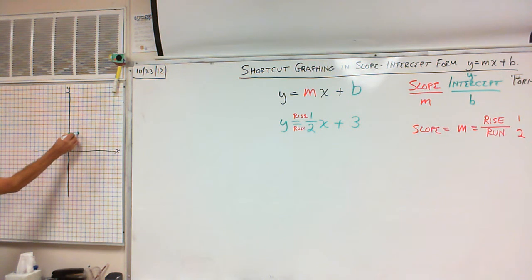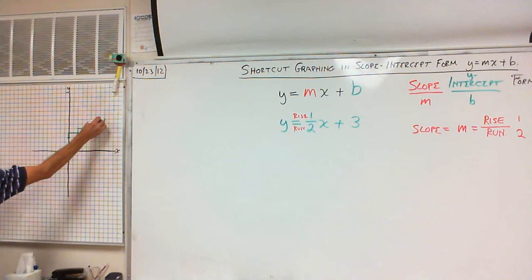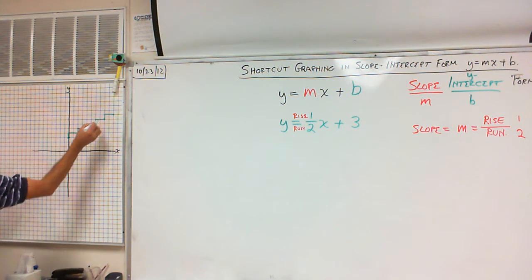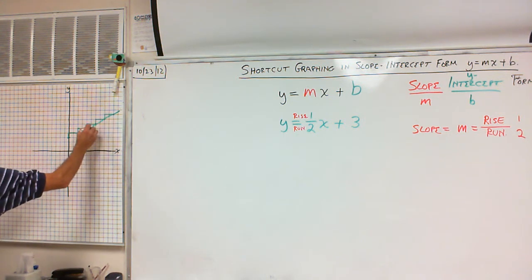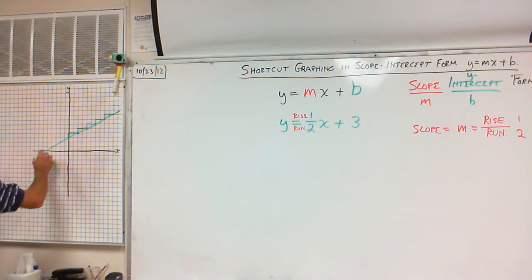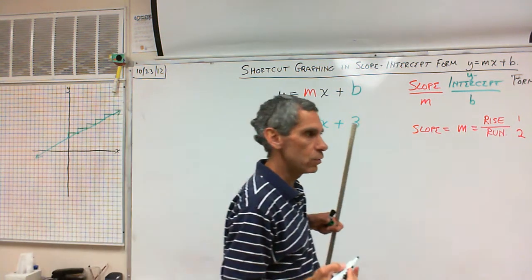Now this is really cool. Watch this. If it's a straight line, the whole line has the same slope, right? So I'm going to rise 1 again, and run 2 again, and put another dot. Rise 1, run 2, another dot. I can do it until I fall asleep, but I don't want to do it that long. So I'm going to stop there, and I just draw a straight line. And I have just graphed that equation. Pretty cool.